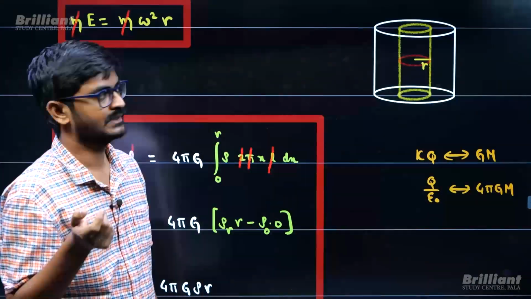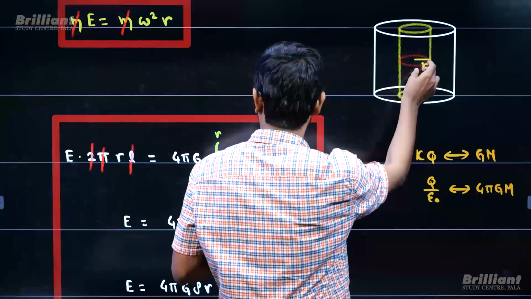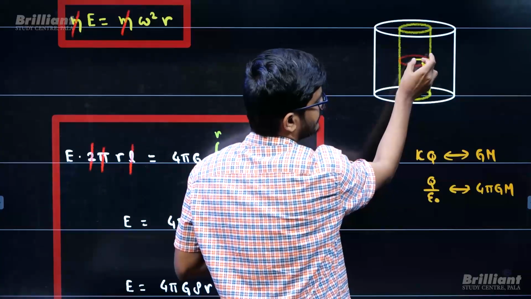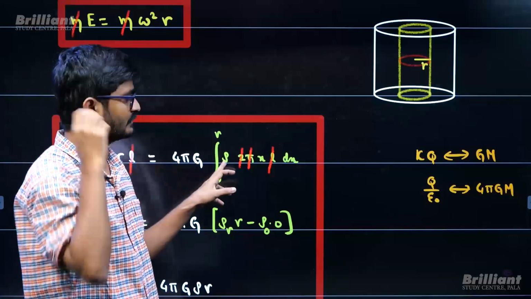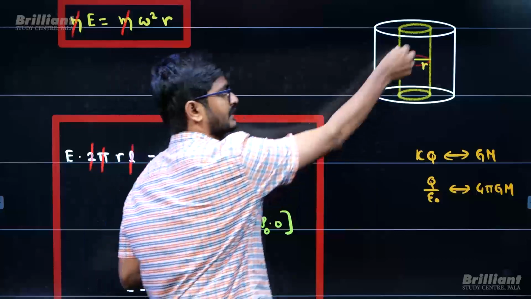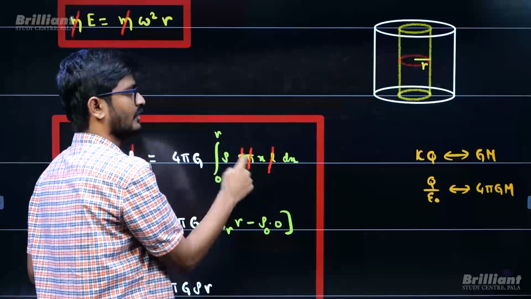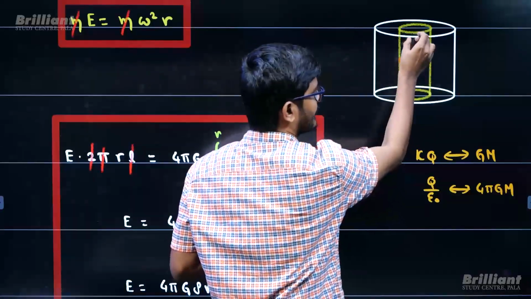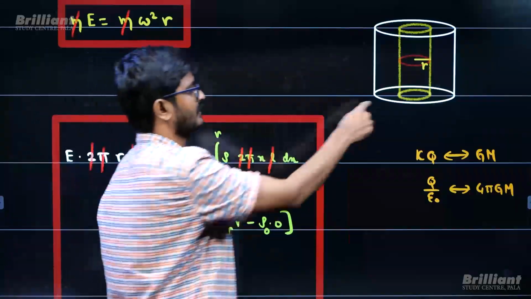For the mass enclosed, the density keeps on varying, so we will take some element here of radius x, and find its mass, which will be density into volume. The surface area will be 2 pi x into L, and the thickness will be dx. So density into the volume of that element. We need to find the mass inside this yellow thing, so we take another small element, find the mass of that element, and integrate from 0 to r.